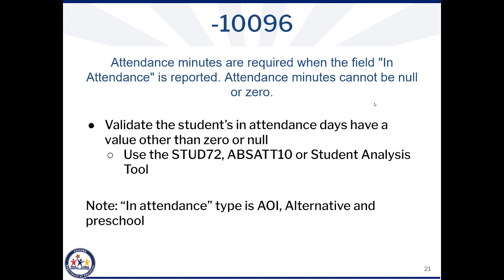Integrity Code 10096, attendance minutes are required for in-attendance reports. This is specifically for attendance that is reported for AOI, so Arizona Online Instruction, alternative schools that choose to submit minutes, preschool students, and actually homebound students as well that you are reporting attendance minutes for. If your student information system is set up to send a value of 0 or null, you will receive this error: the attendance minutes cannot be null or 0. If the student is not in attendance, you do not need to send a value.